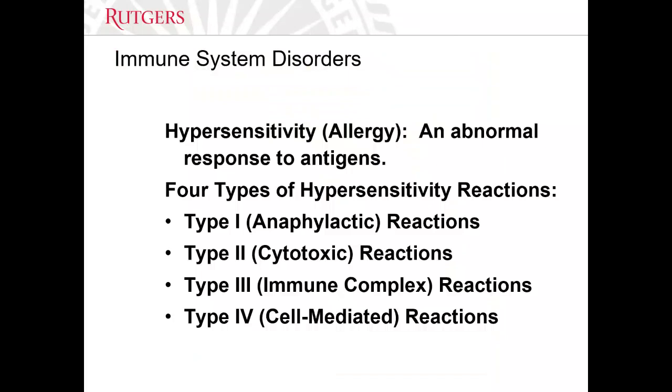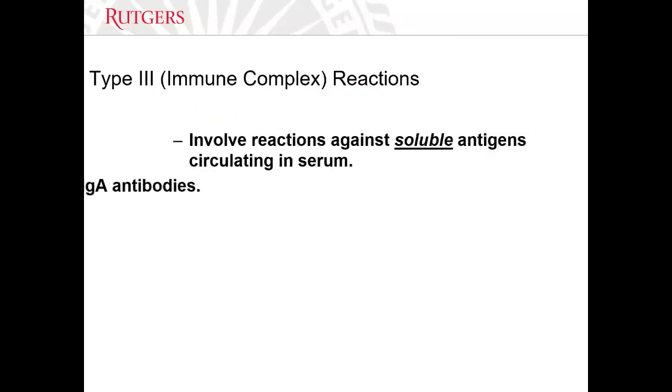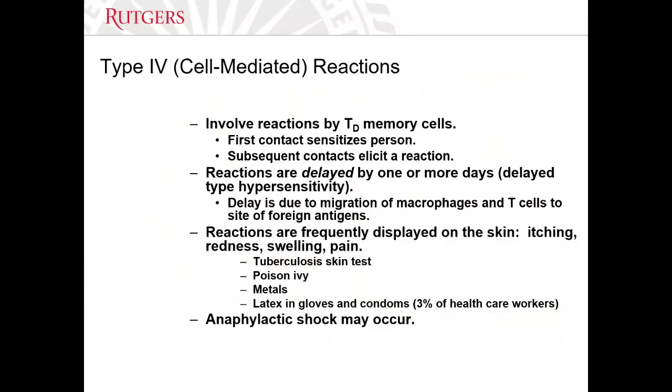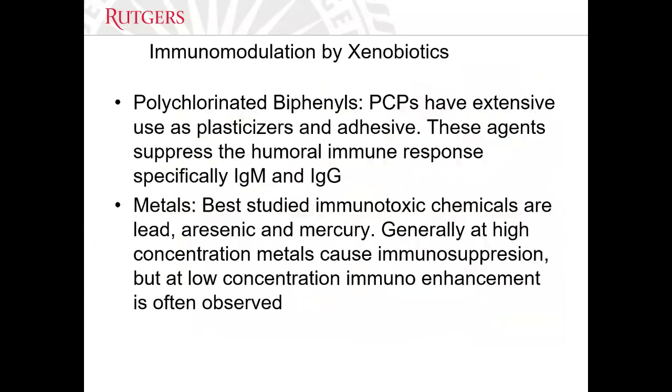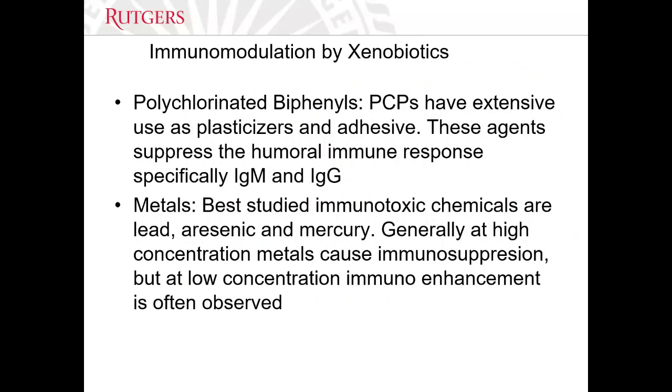These are very self-explanatory, but I want you to understand the different types of hypersensitivity reactions. Just know them, and know the examples for each type mentioned here. And then autoimmunity. So what is autoimmunity? And also some of the chemicals or drugs that are mentioned that could result in different forms of autoimmunity. And then immunomodulation by xenobiotics, so know the examples that are mentioned here.